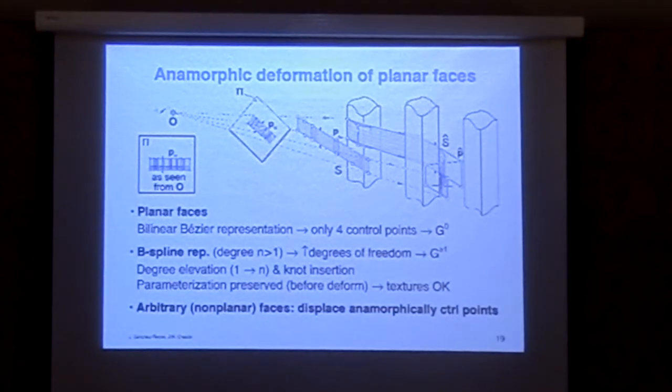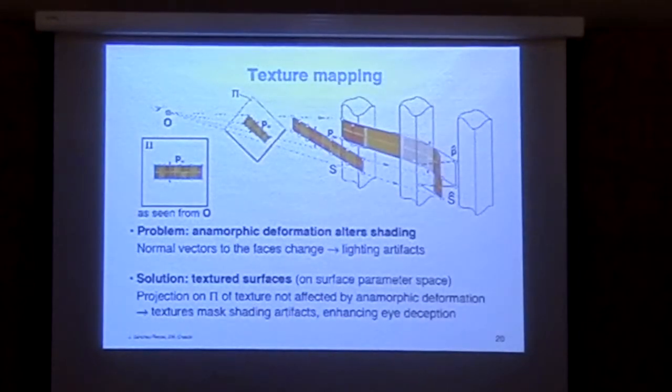And once again, you just move the control points, that's it. And there's a problem. The problem, as I told you, is that this radial dilation changes the normals. If you change the normals, it means that it changes the shape. You have some lighting artifacts.